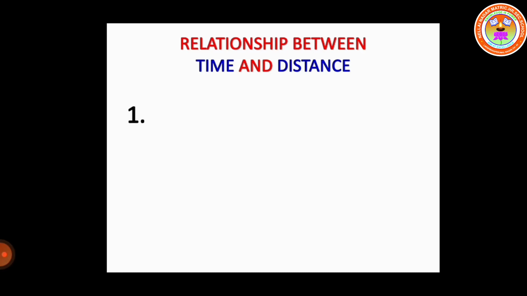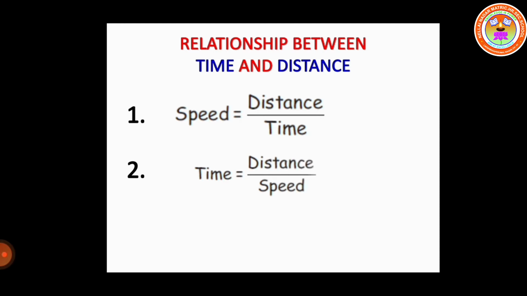First, speed is equal to distance by time. You have to memorize this one. What is that? Speed is equal to distance by time. Second one, time is equal to distance divided by speed.